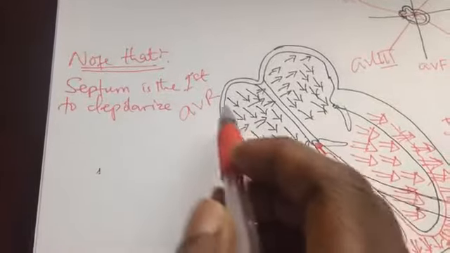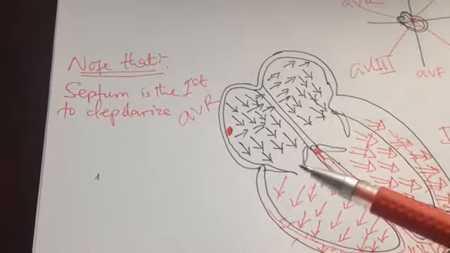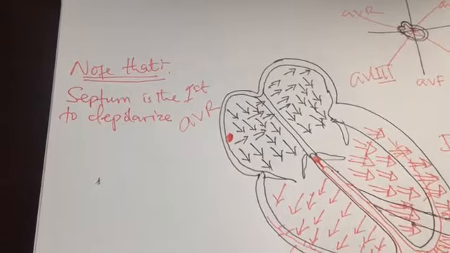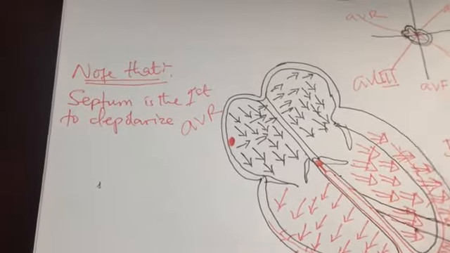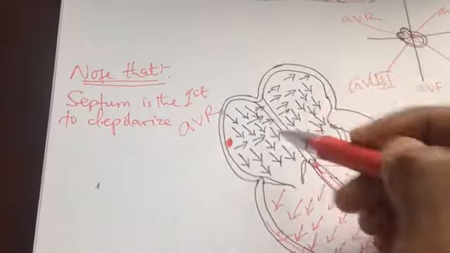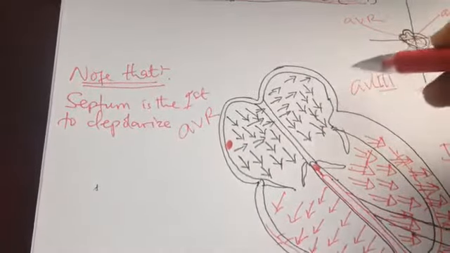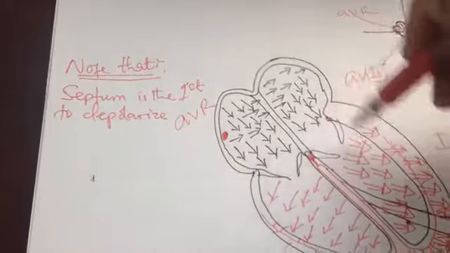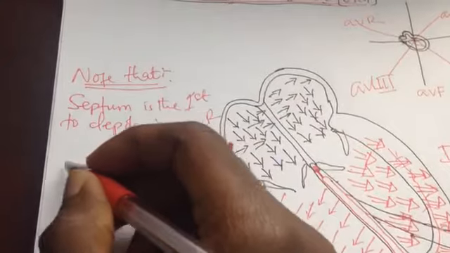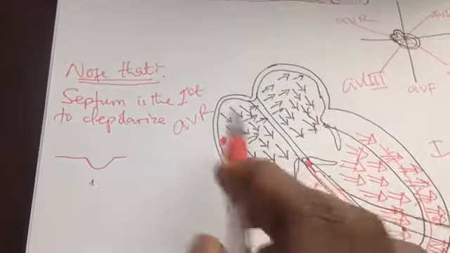As we already know, when the electrical activity is going away from a particular lead, the lead will show a negative deflection. When it is going toward the particular lead, it's going to show a positive deflection. So if this is AVR, as we have already seen, the direction is going away from this AVR. Some are going toward the left atrium, some are going down through the gap junction. So definitely the P wave in AVR is going to be a negative deflection, because it's going away.